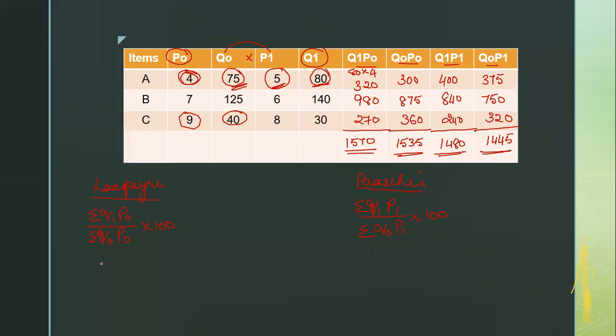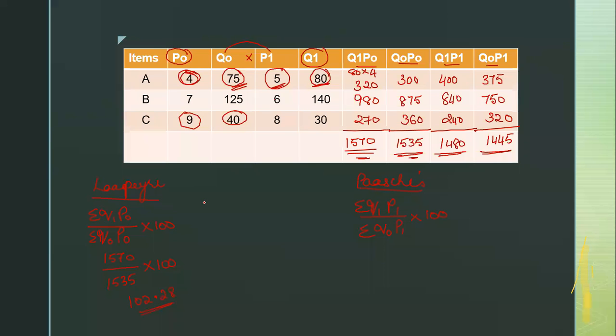Okay. So what is the formula? Summation Q1P0 divided by summation Q0P0 into 100. What is the value of summation Q1P0? It is 1570 divided by, what is the value of Q0P0? 1535 into 100. So we have to divide it and then multiply. Okay, everyone got 102.28. Yes, it is the right answer.